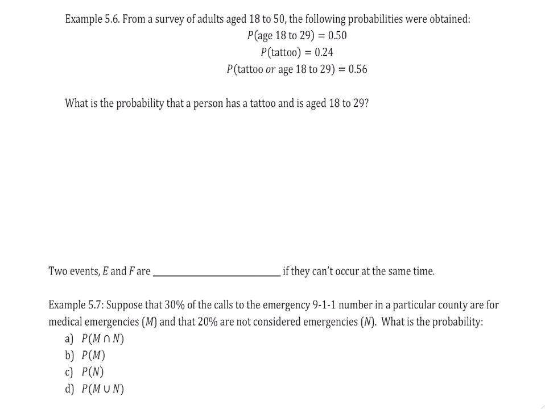Let's do another problem where we look at creating one of these hypothetical 1,000 tables. We have a survey of adults aged 18 to 50, and the information we have is that they're 18 to 29, if they have a tattoo, and if they have a tattoo or are aged 18 to 29. The question we want to answer is, what's the probability that the person has a tattoo and is aged 18 to 29? So let's make our table.